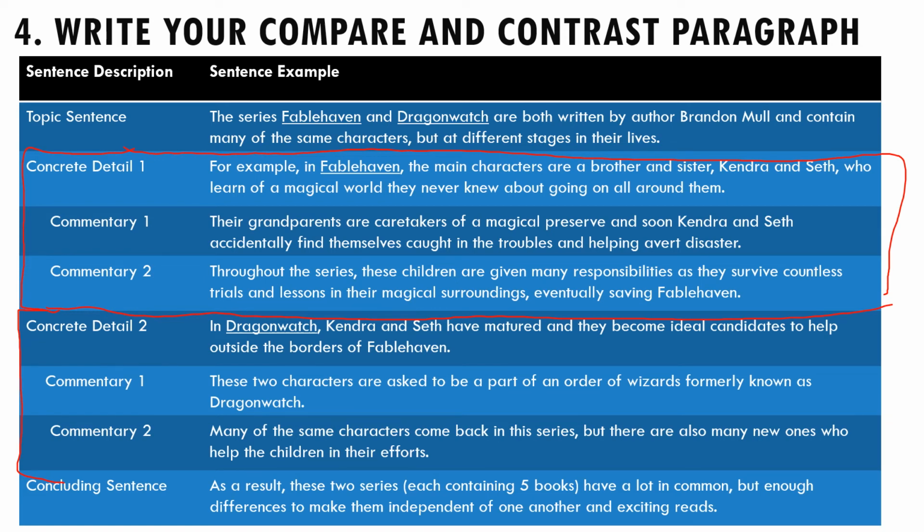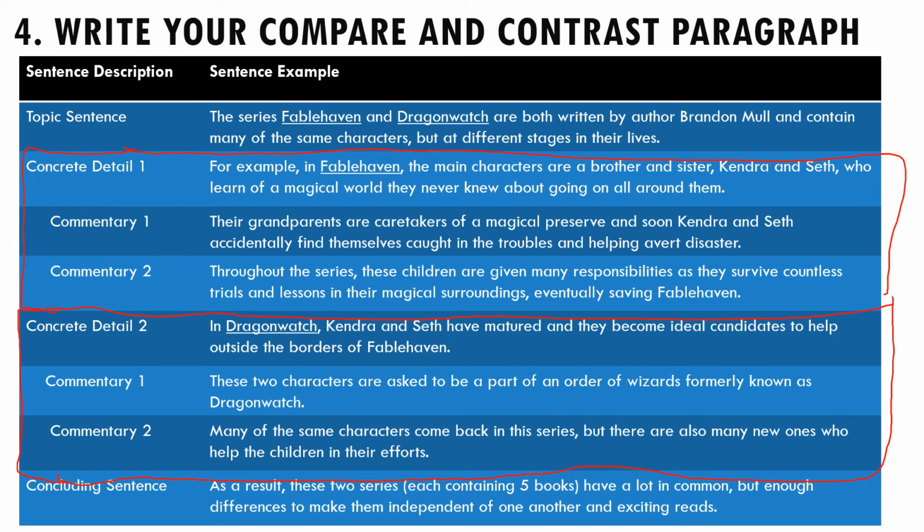In Dragon Watch, Kendra and Seth have matured and they become ideal candidates to help outside the borders of Fablehaven. These two characters are asked to be a part of an order of wizards formerly known as Dragon Watch. Many of the same characters come back in the series, but there are also many new ones who help the children in their efforts. So that right there is our chunk 2.